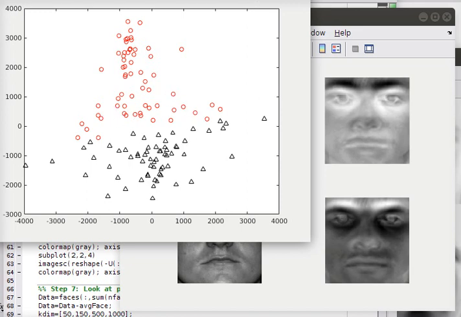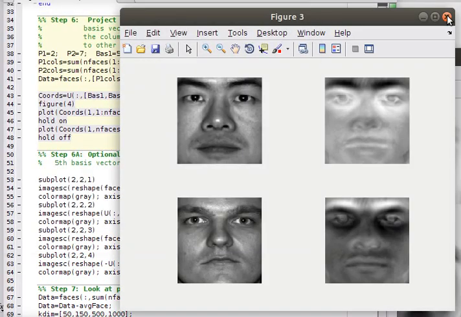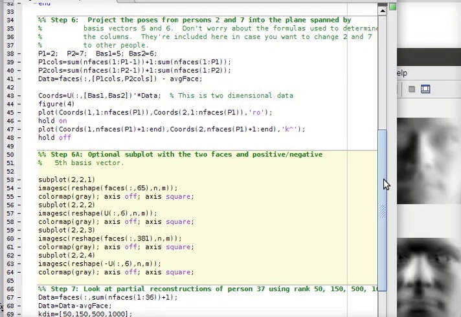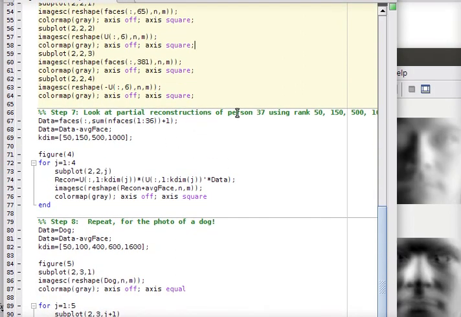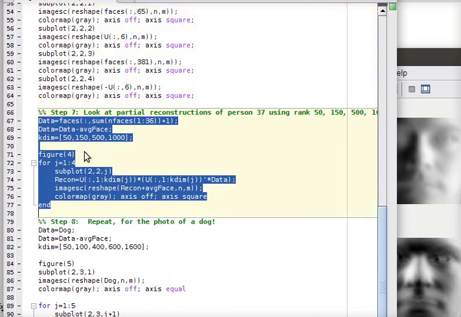Okay, let's get back to those notes. This is kind of an interesting sidelight too. Good. All right, there's lots of interesting sidelights here. Now we're going to look at partial reconstruction of person 37 using these 4 different ranks. And so I like to use the subplot for that. So we'll go ahead and do that.